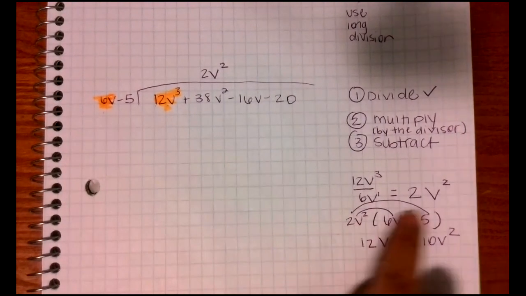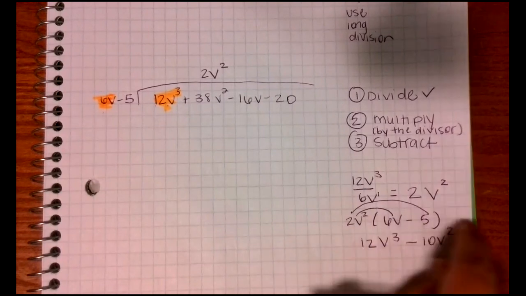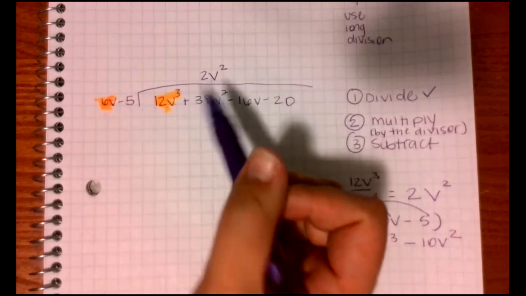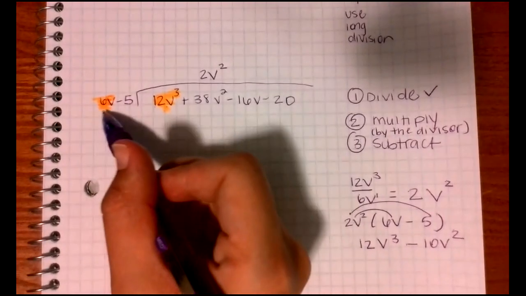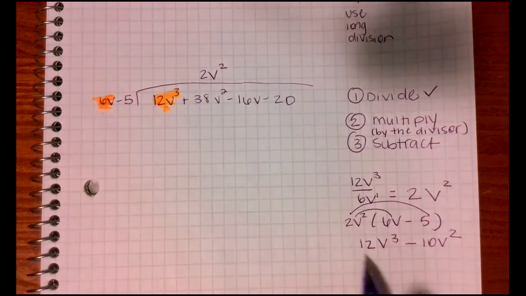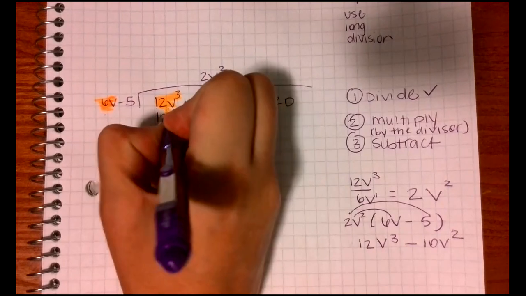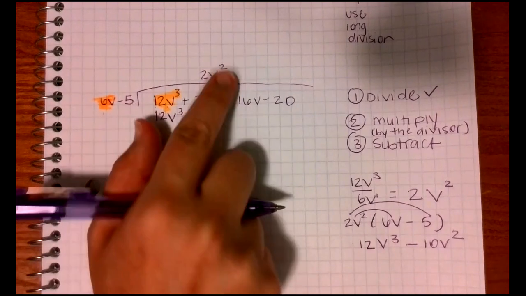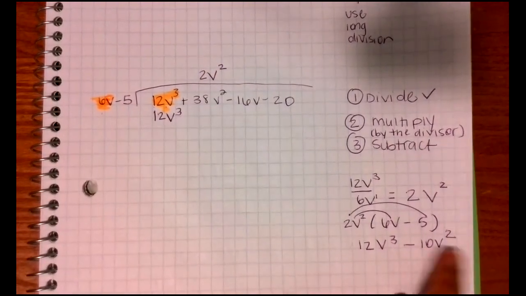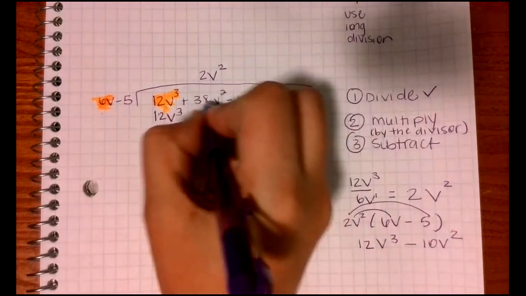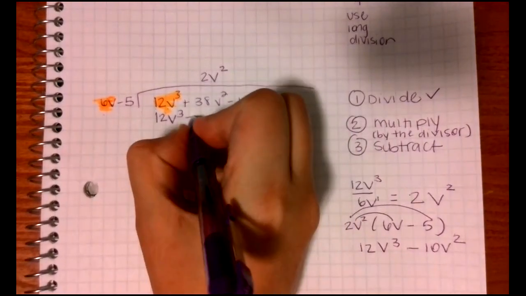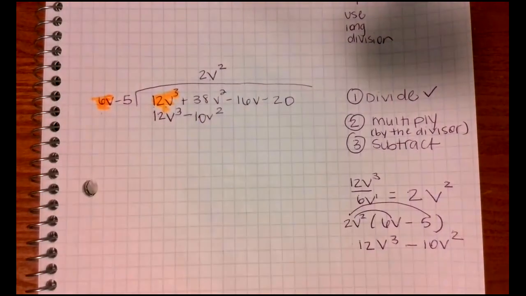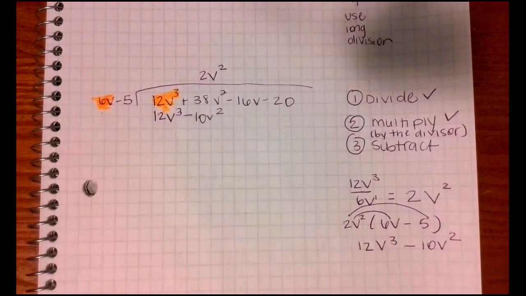Some people like to write the multiplication to the side like this. Some people are okay just multiplying it and lining it up. What we're really doing is 2v squared times 6v, and we got 12v cubed. So we write that directly under this v cubed. And when we multiplied our 2v squared by -5 and got -10v squared, we write that directly under the v squared that we already had. So minus 10v squared. We line up, we match up the like terms. Okay, so we have multiplied.